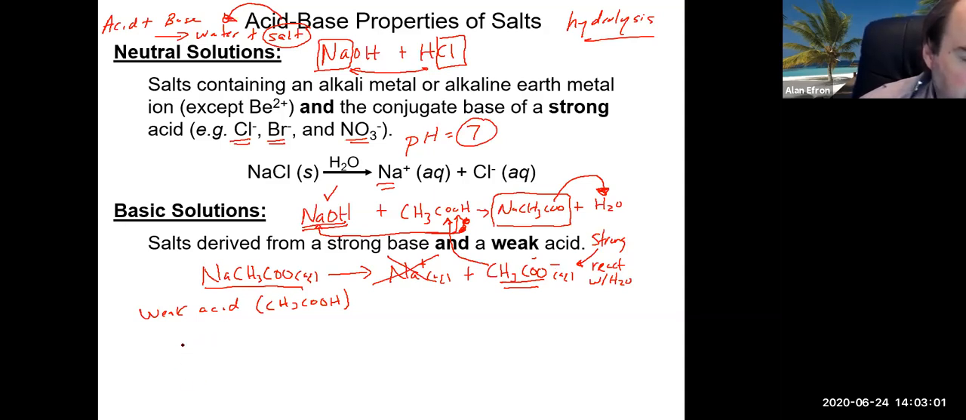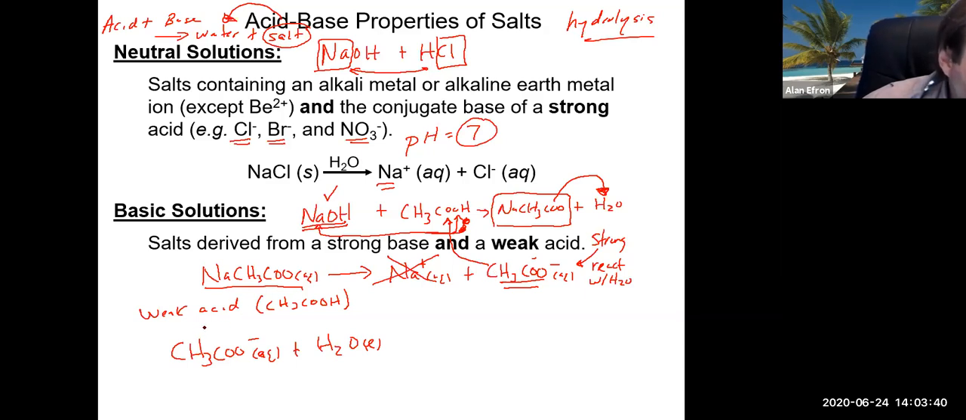So what's going to happen is we're going to have our acetate that was really produced from that reaction react with water. Now, the important part to think about, and why it's important to think about where these things come from, is if this acetate came from acetic acid, which is a weak acid, that means that technically speaking, the acetate is the conjugate base, right? So the acetate's the conjugate base from the weak acid of acetic acid.